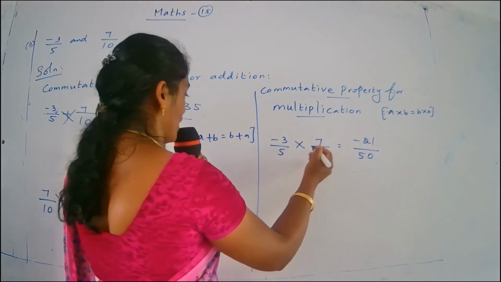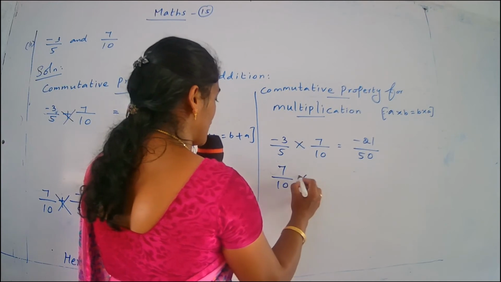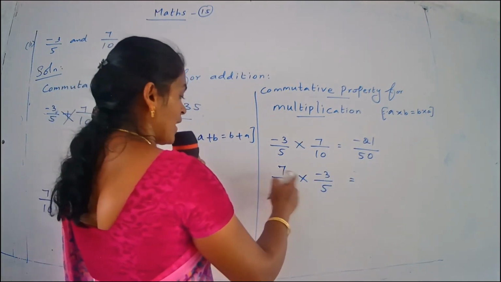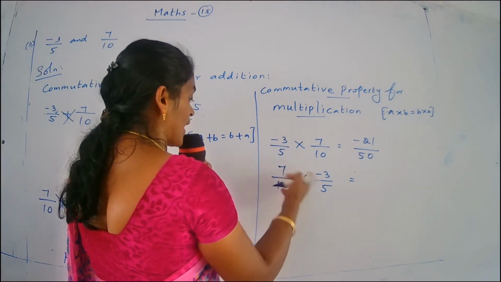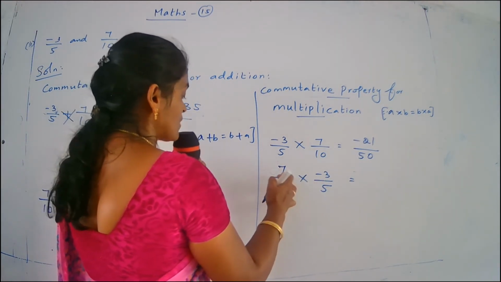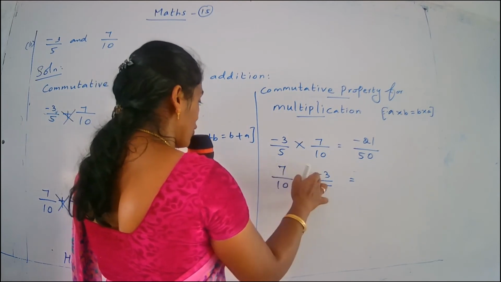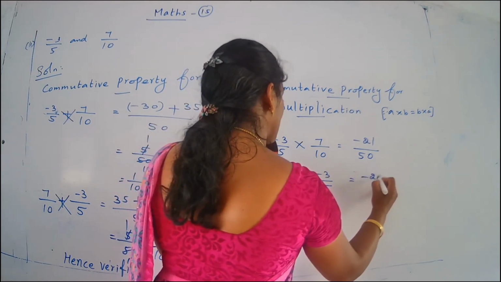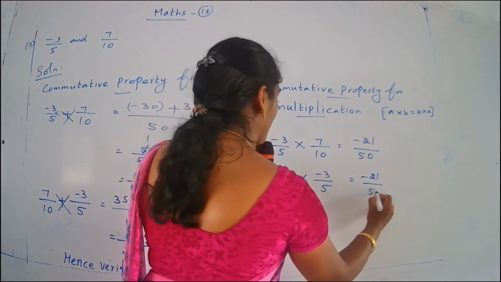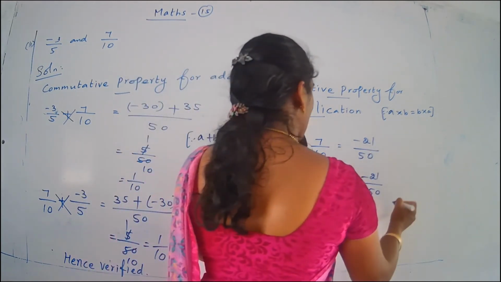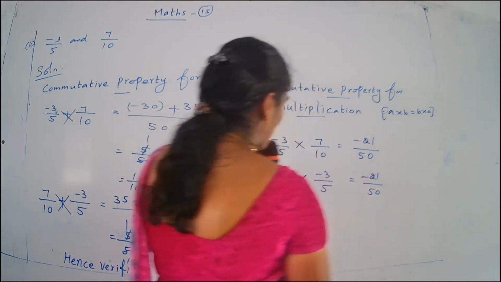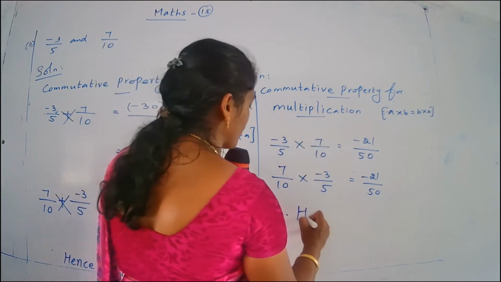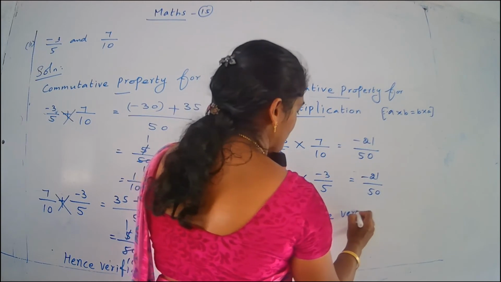Now you change the order. That means 7 upon 10 into minus 3 upon 5. Here also between numerator and denominator there are no common factors. So we multiply numerator by numerator. 7 3s are 21, and minus is there, so minus 21 upon 10 5s are 50. You see that? The same answer. So commutative property is true for multiplication. Hence verified.